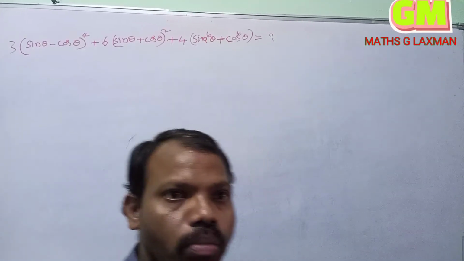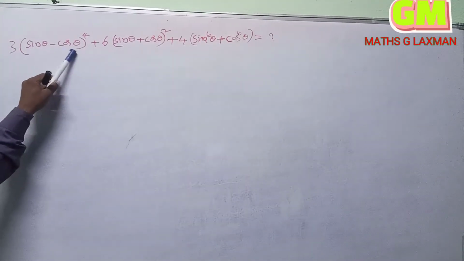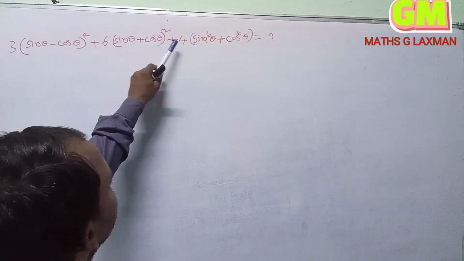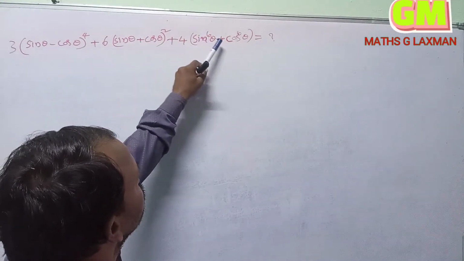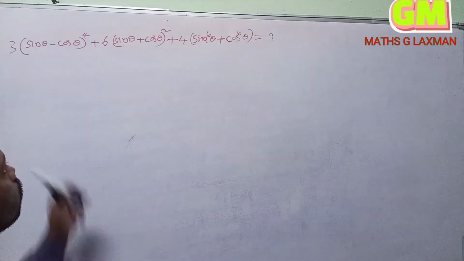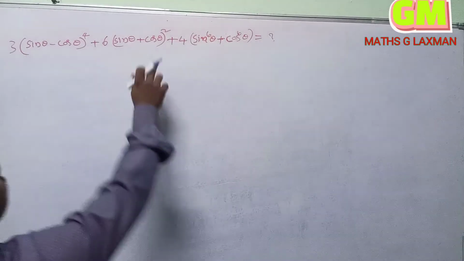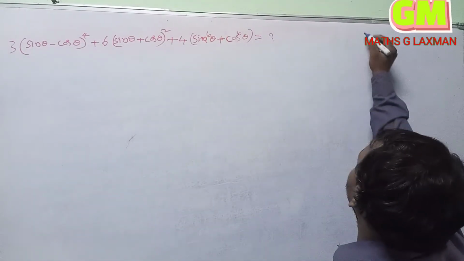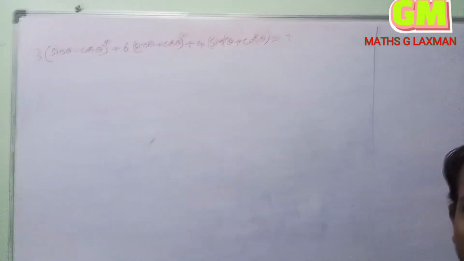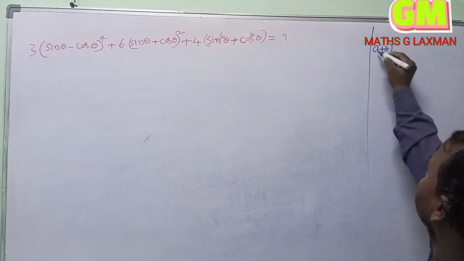So here one more question is there, that is 3 into (sin theta minus cos theta) whole to the power of 4 plus 6 into (sin theta plus cos theta) whole square plus 4 into (sin to the power of 6 theta plus cos to the power of 6 theta). What is the value of this total? Then we can find the value of this. So in this, what are the formulas involved here? So let us start. What formula is there? (a plus b) whole square.